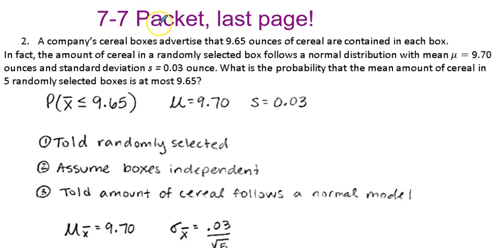Now from your packet from yesterday, the very last page, I asked you to complete this for homework. We have cereal boxes, how many ounces are in them, with the mean and standard deviation. I think there was a hole punch here, but our sample size was 5. We're told we randomly selected cereal boxes, so we can assume the boxes are independent. We're not talking about people here. And we're told that we have a normal distribution, so it doesn't matter that our sample size is only 5 because we know it's following a normal model.